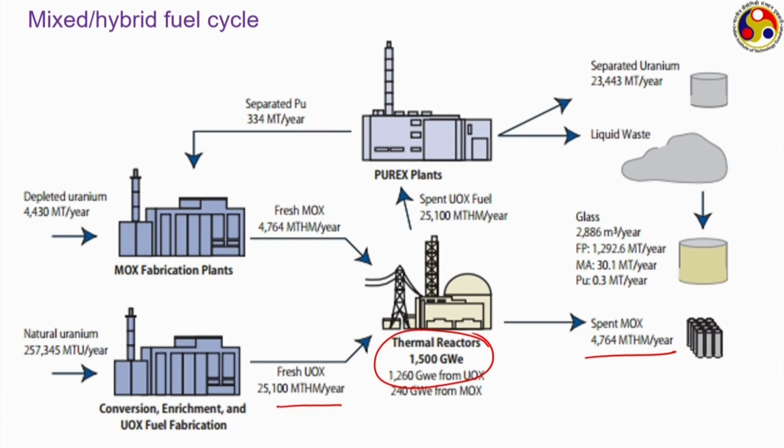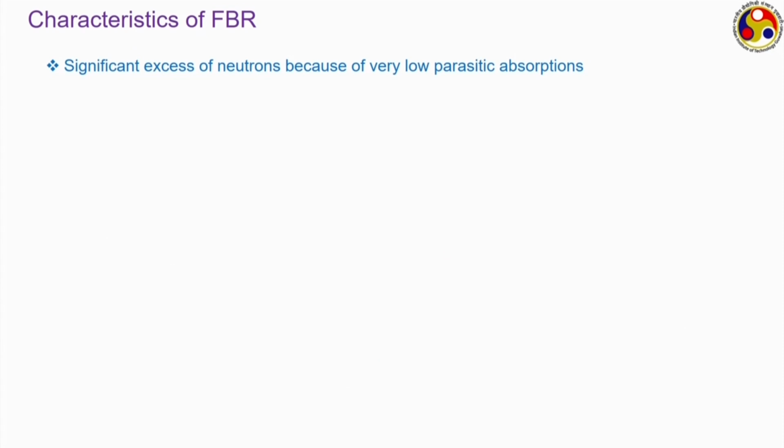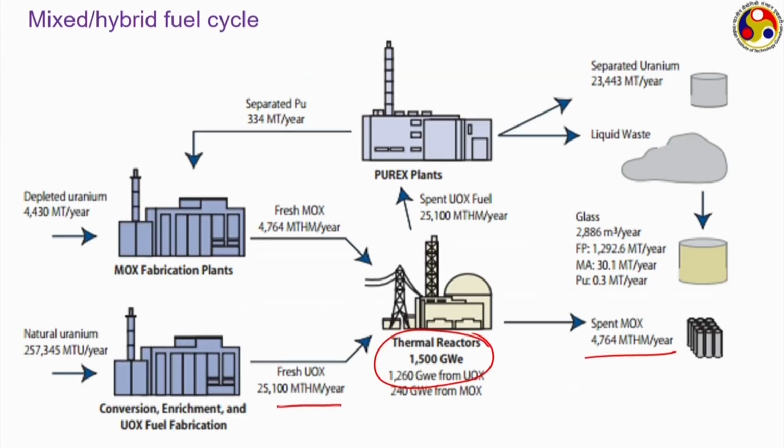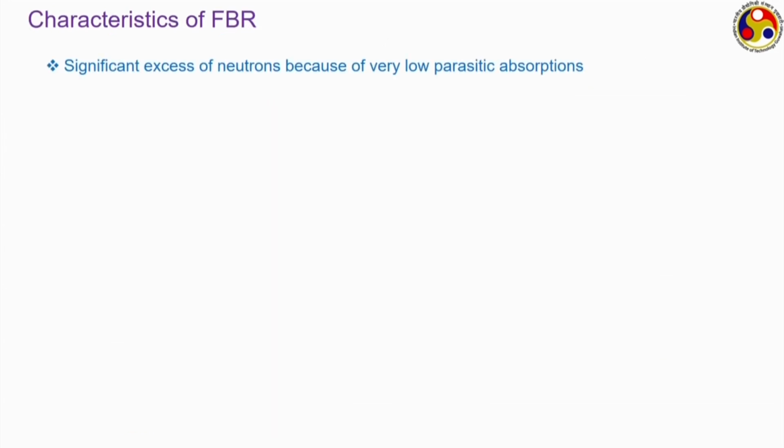All these 3 models have their own advantages and disadvantages, but generally the closed fuel cycle or hybrid fuel cycle are more preferred in modern day generation 3 or generation 4 reactors.